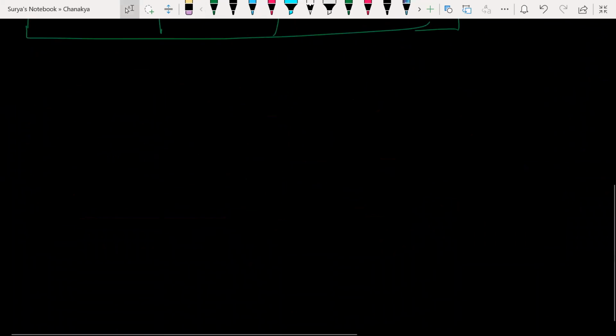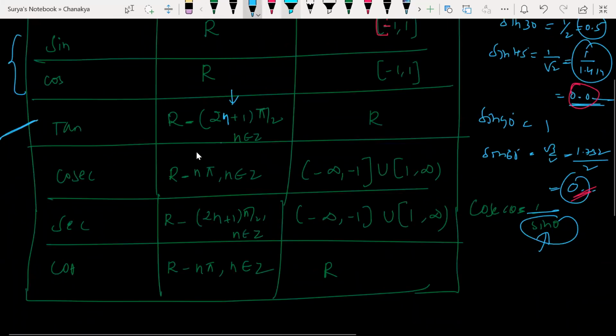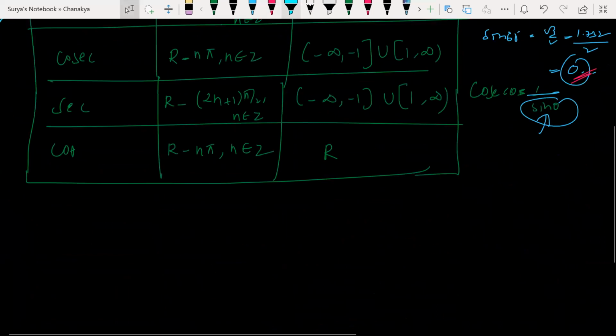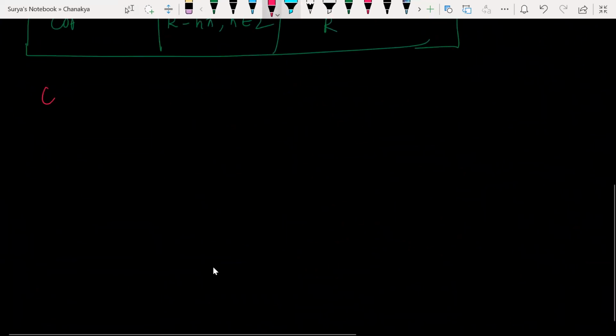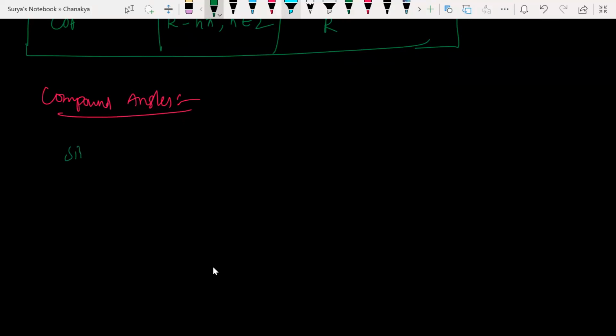Now we'll talk about compound angles. The compound angle formulas are a very, very beautiful and important concept. Let me tell you very beautiful tricks to remember this. First, you should remember the formulas. Whatever you do, you must remember these formulas. They will help a lot in your JEE problems as well.